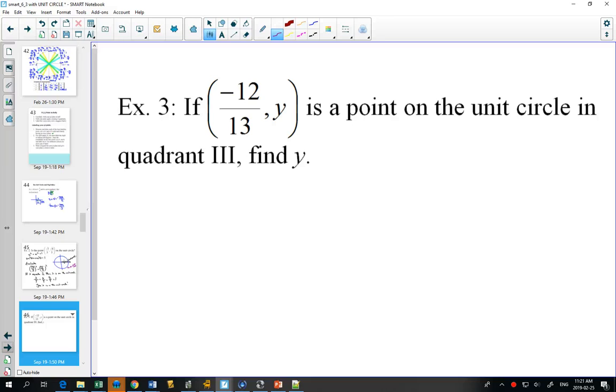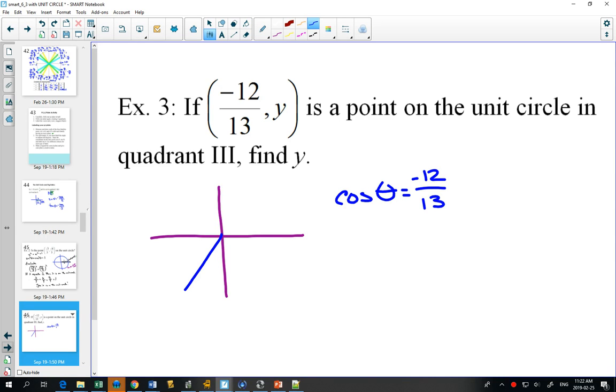If this point, negative 12/13, comma y, is on the unit circle and it is in quadrant 3, find y. It tells you what quadrant it's in. So you know it's in quadrant 3. What else do we know? From our big idea, since it's on the unit circle, we know that cos of theta is negative 12 over 13.